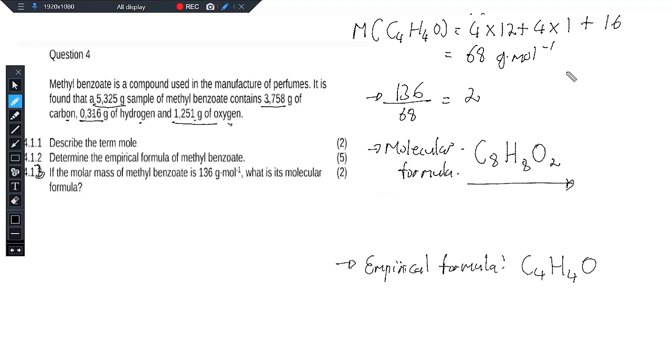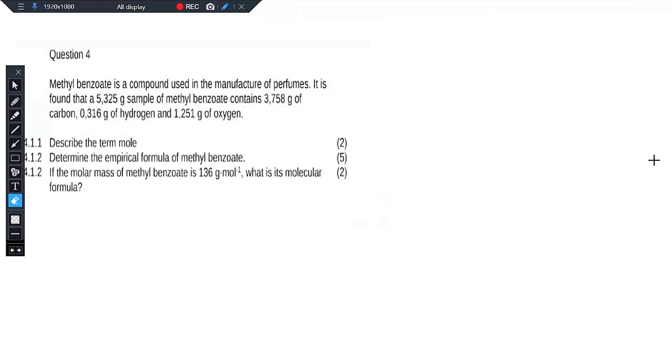So for 2 marks, that's all you are supposed to do. Find the molar mass of the empirical formula, divide into the given molar mass, and then find the multiplier, and there you go. Voila. Okay, so let's proceed now. That's not all. The question still continues.